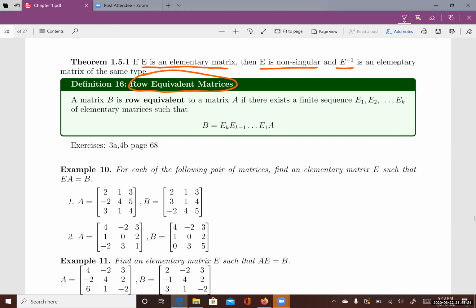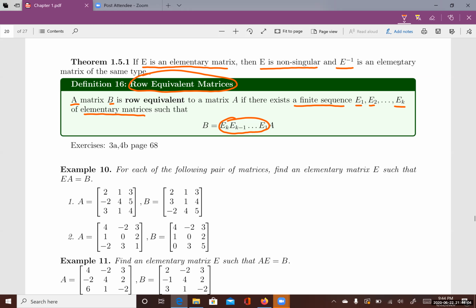So we can define two matrices as row equivalent if there exists a finite sequence E1, E2, to Ek of elementary matrices such that if you multiply these elementary matrices to matrix A, you get matrix B. And again, because you're talking about row equivalent matrices, you want to multiply these elementary matrices on the left of A to get B. Keep in mind, one elementary matrix represents one row operation.